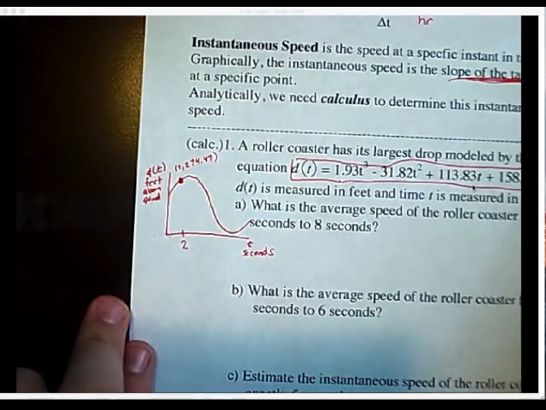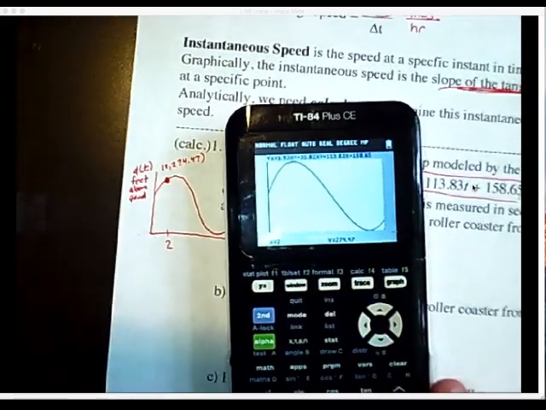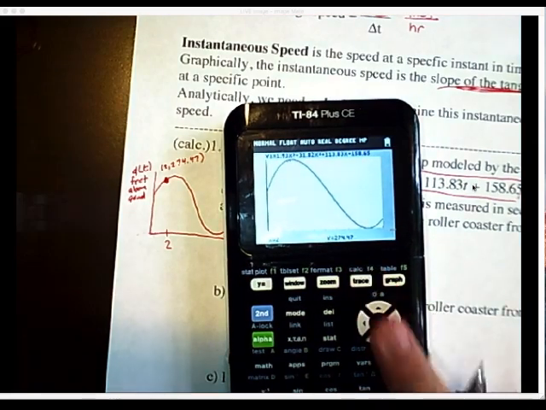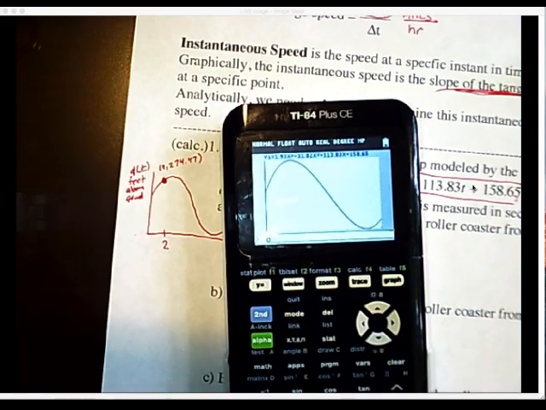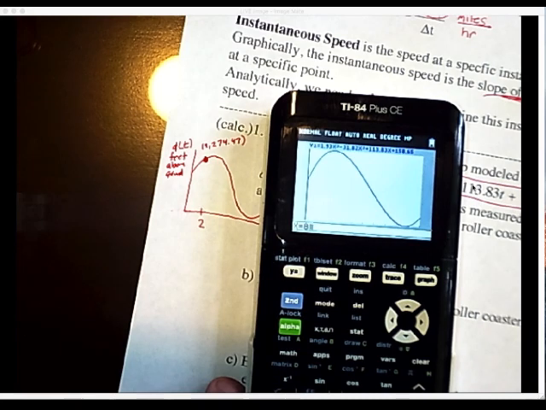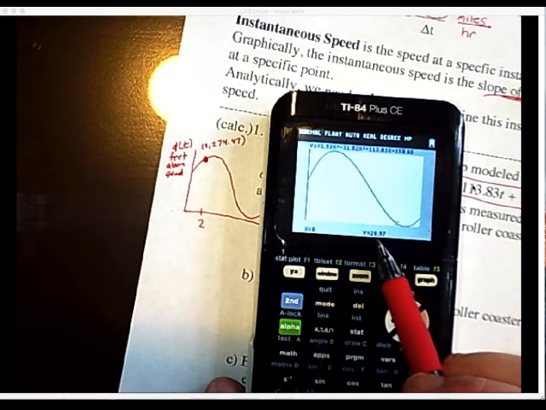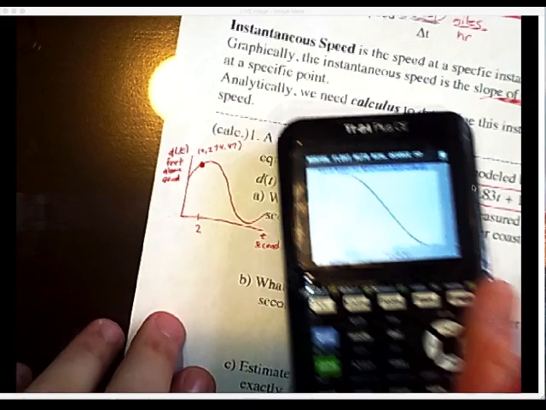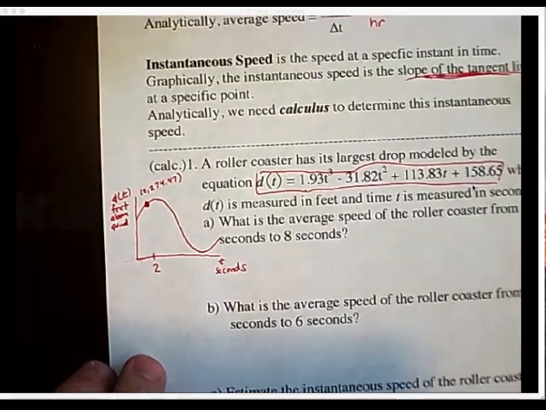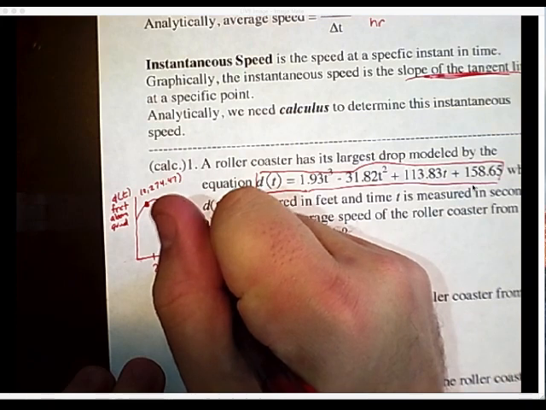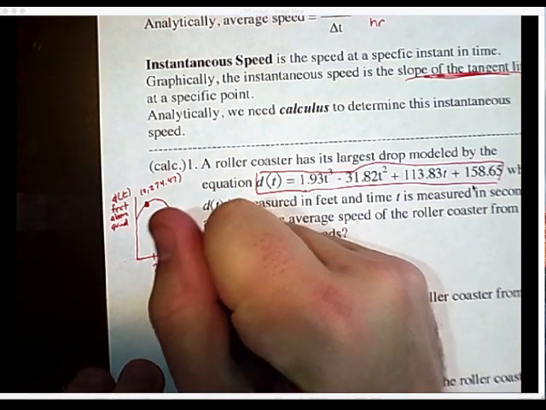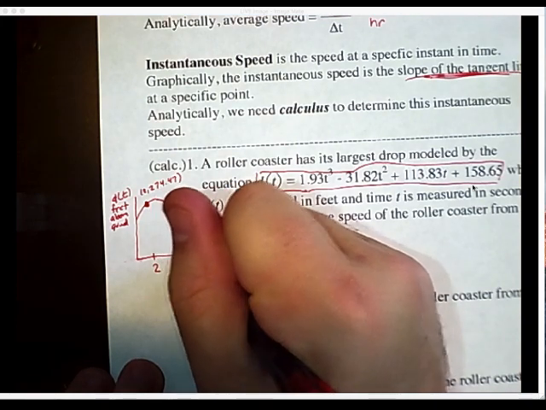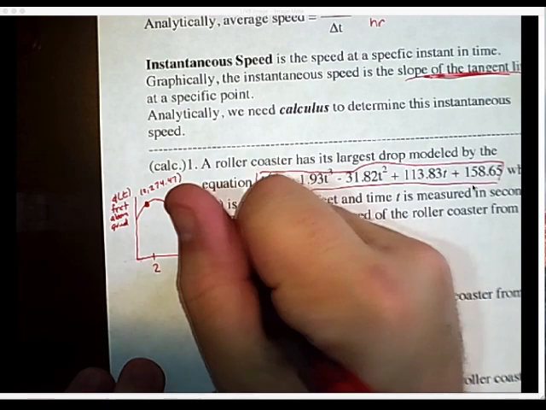Now we can do the same thing at 8 seconds. So I'm still in my trace mode. If I just hit 8 and hit enter, that's going to tell me the height of the roller coaster at 8 seconds. It says 20.97. That's about right there. Okay. So at 8 seconds, this point is 8 comma 20.97.